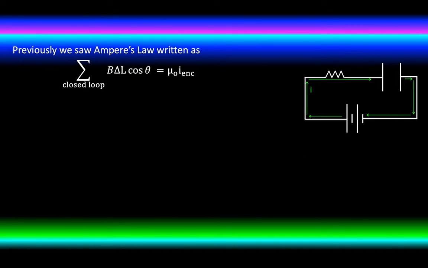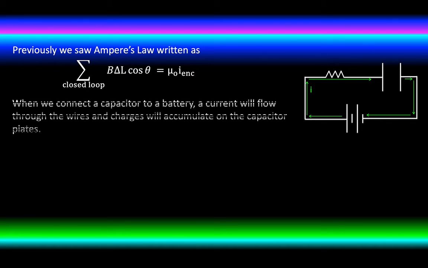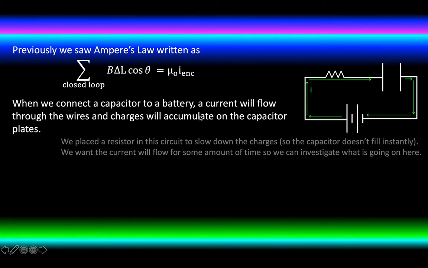So let's consider this circuit. This is an RC circuit that we saw previously back in exam 2. And let's apply Ampere's law to an RC circuit. So what we're going to do is connect a capacitor to a battery. The battery will be pushing charges through the wires, and then the charges will be accumulating on the plates of the capacitor. Now, there's no reason we need a resistor in this circuit.